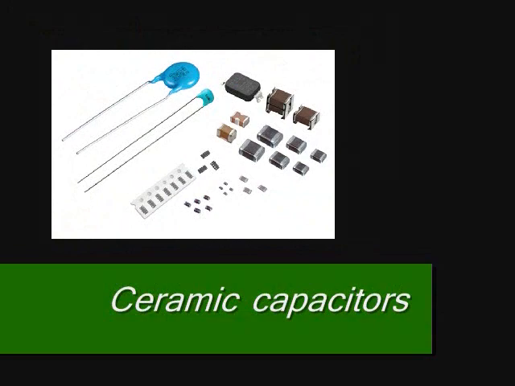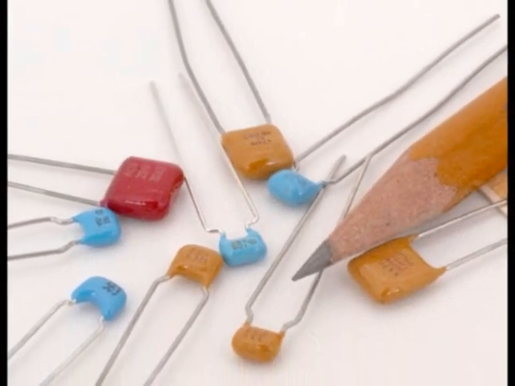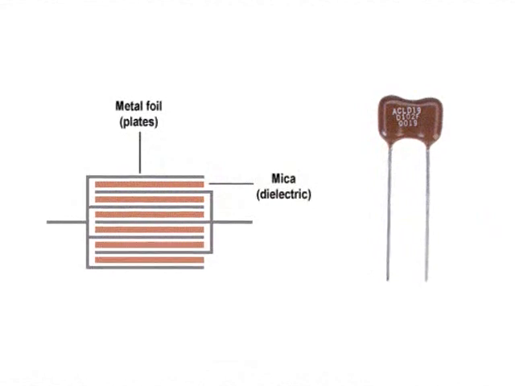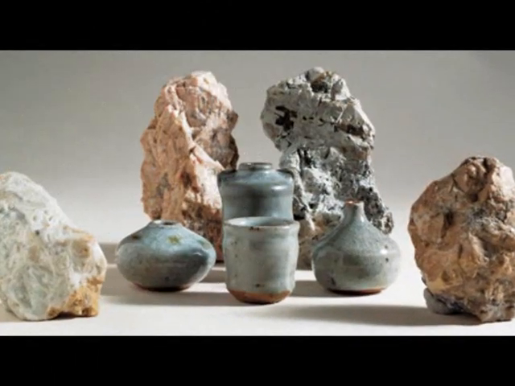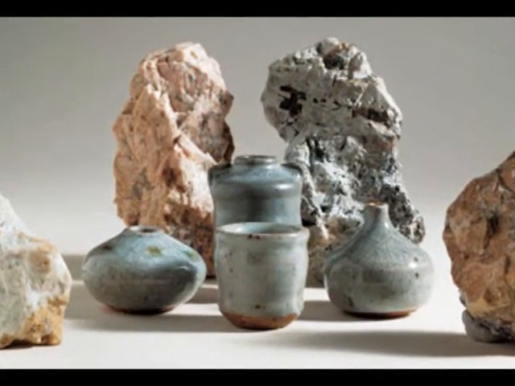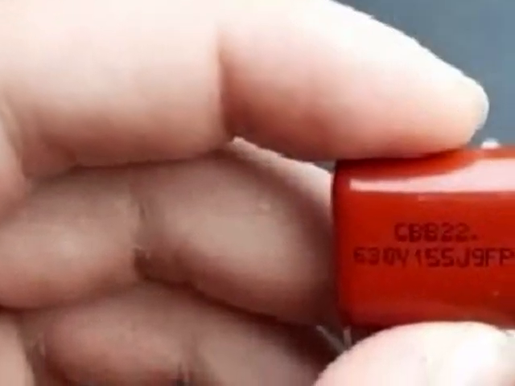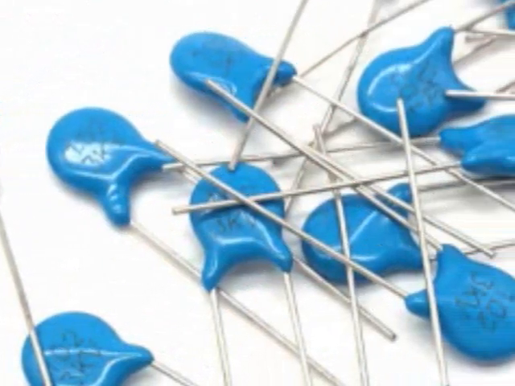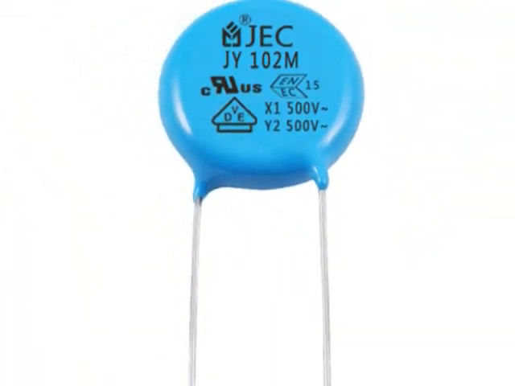Ceramic capacitors. The dielectric used in the structure of this type of capacitor is ceramic. The high dielectric constant of ceramics makes it possible to make capacitors with very high capacity and small sizes. Therefore, ceramic capacitors are also called lens capacitors, because their size is as small as a lentil.